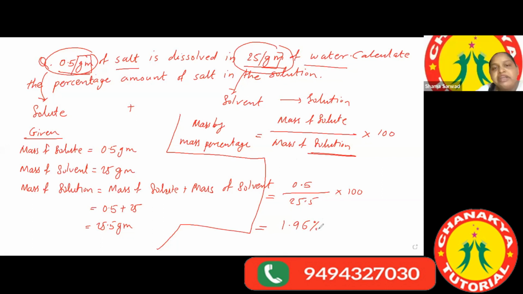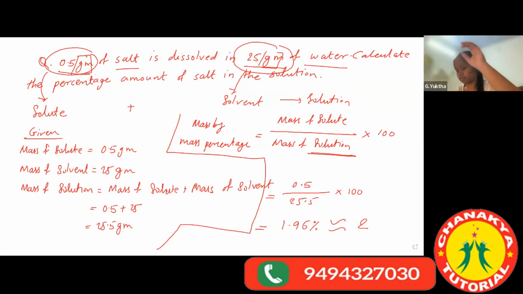How many of you are correct? Please check by yourself now. Yukta, your answer is 2. It's not correct. As it's near about 2, we can say it's nearly equal to 2, but it won't be exactly 2. It's 1.96. Okay.